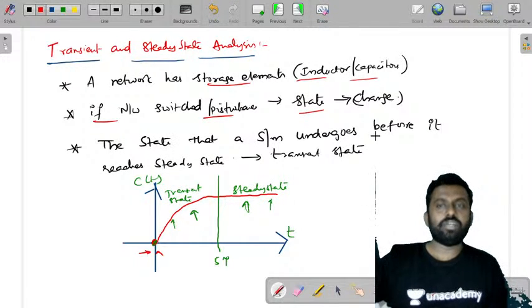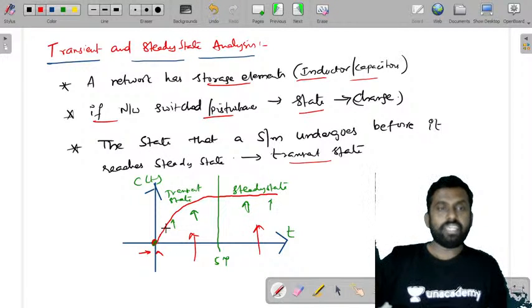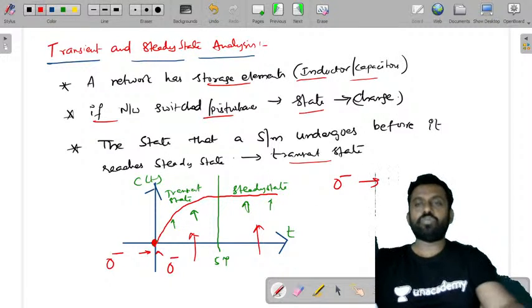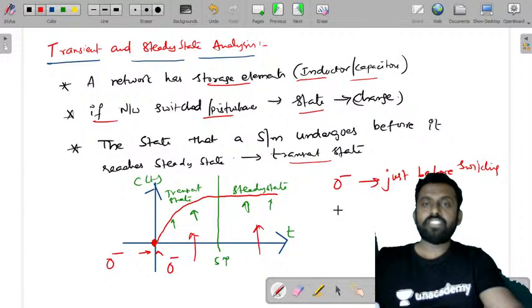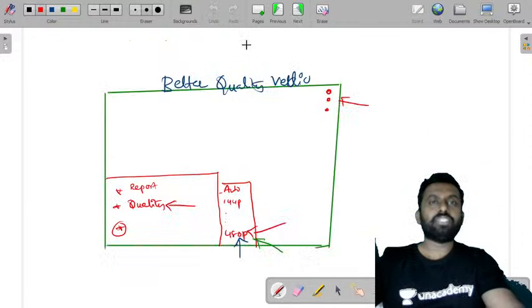The state that a system undergoes before it reaches steady state is called the transient state, and I've just represented this transient and steady state. So whenever it is operated, this point is called 0 minus, this is called 0 plus. 0 minus is just before switching, and 0 plus is just after switching.